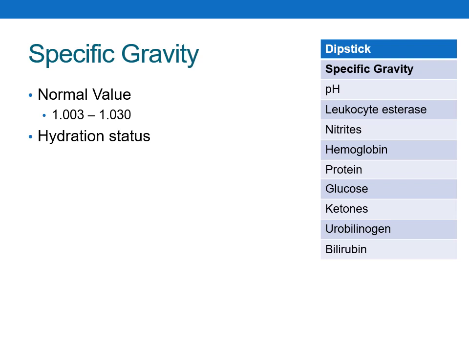So a normal value is between 1.003 and 1.030. Any result below this normal range would indicate that a patient is well hydrated and therefore has a slightly more dilute urine, where on the opposite end, any value above this range could indicate a dehydrated patient that is concentrating their urine a little bit more. A specific gravity typically fluctuates over time and throughout the day.